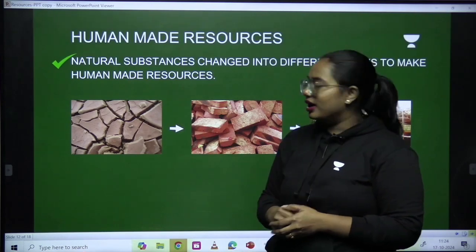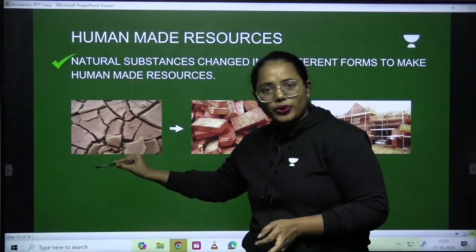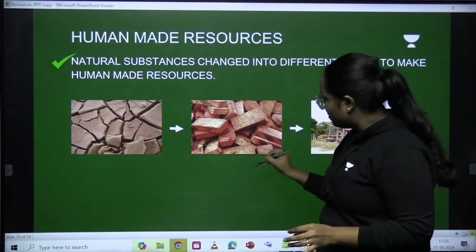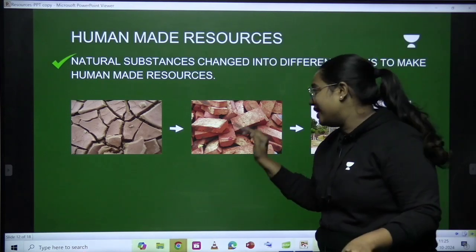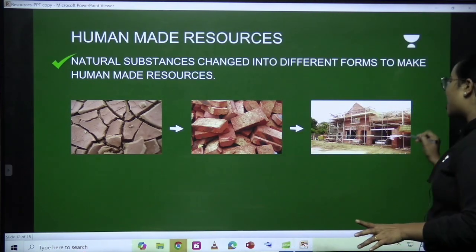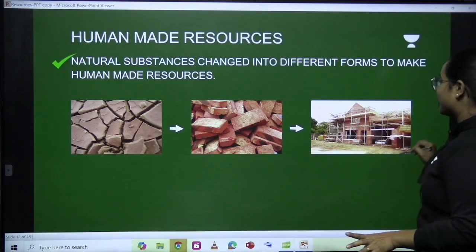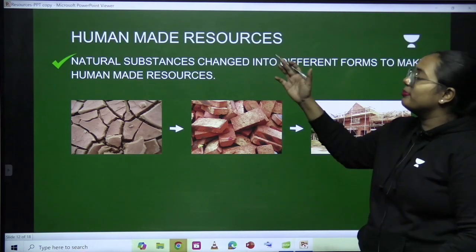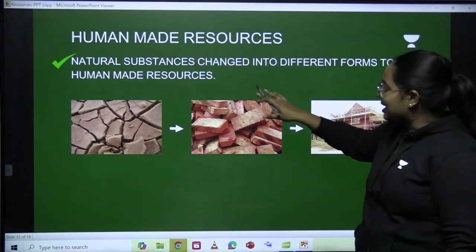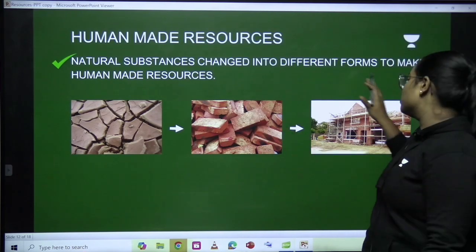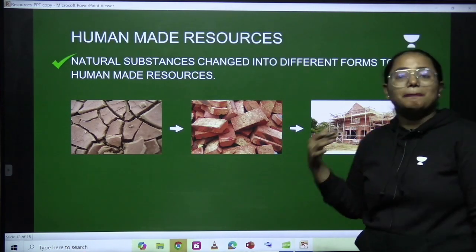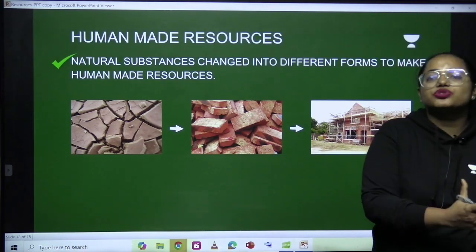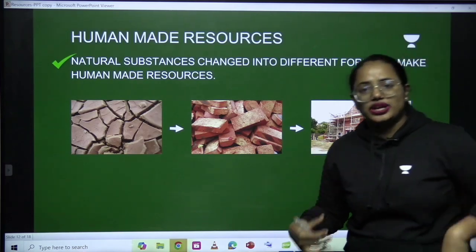So I took a different example here. Look at it. It's nothing but clay. Okay, so clay is a natural material. So this material can be used to make bricks. Am I right? Yes. So these bricks can be used to build our homes, different kinds of factories, industries and buildings, right? So this is nothing but human-made resources. So clay can be converted into brick, and brick can be used as a material for constructing buildings. Okay, so we're changing a natural material into something else so that we can use it for some activities in our day-to-day lives. Clear?